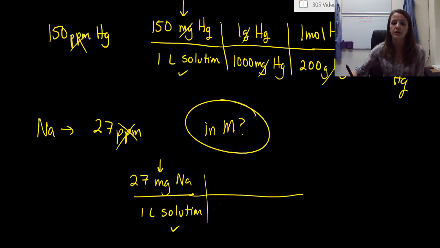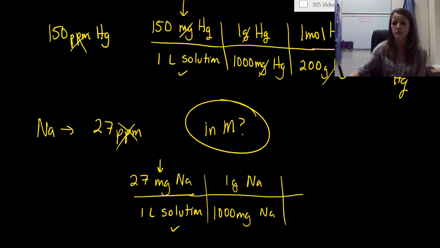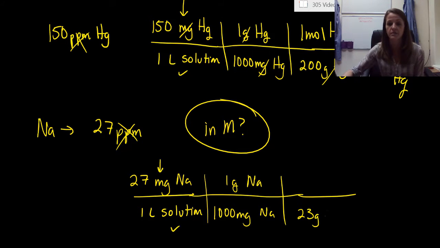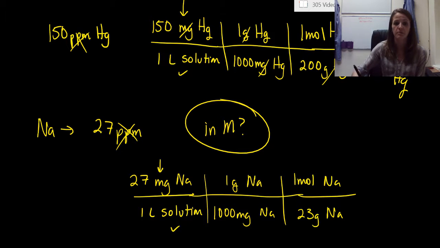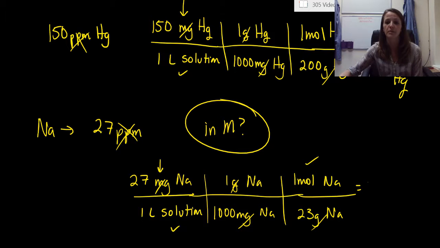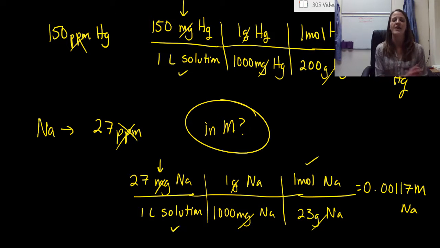So we can go from milligrams to grams. We know there's 1,000 milligrams of sodium in every 1 gram of sodium. And then we also know that we can use our molar mass. So sodium is about 23 grams, okay, about 23 grams for every 1 mole. And now we check our units. So our milligrams cancel out, our grams cancel out, and what we're left with is moles over liters of solution. We're definitely in the proper unit for molarity. If we do this properly, we get an answer something like 0.00117 molar of sodium, okay?